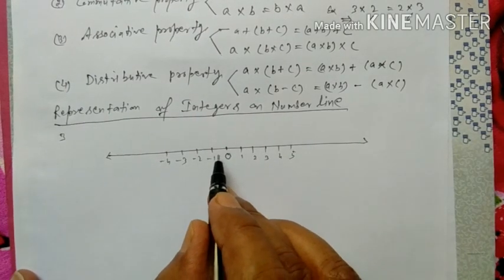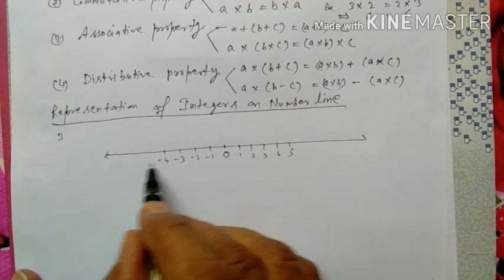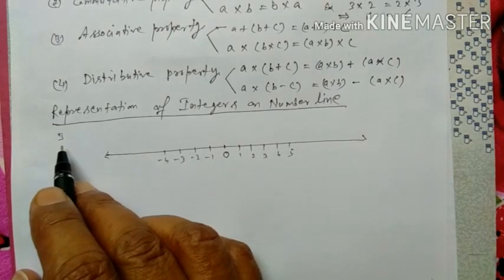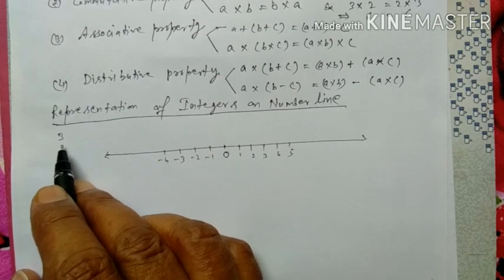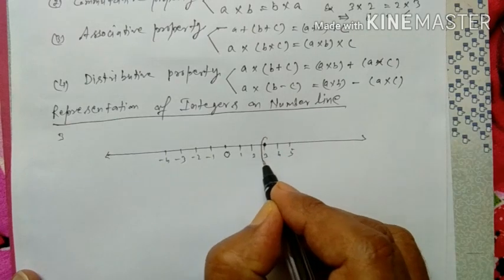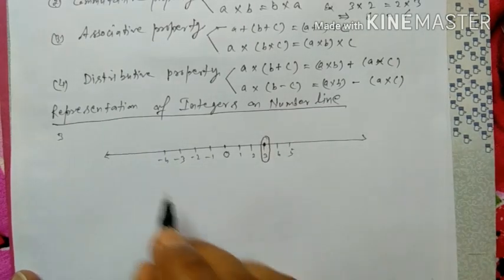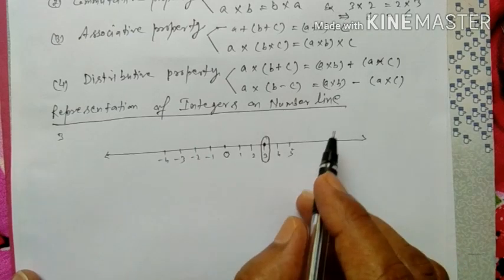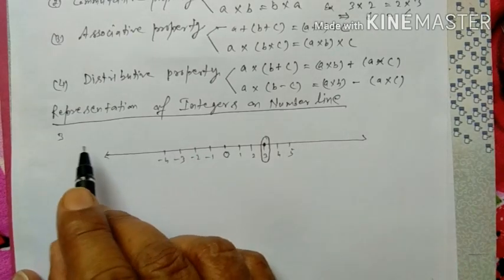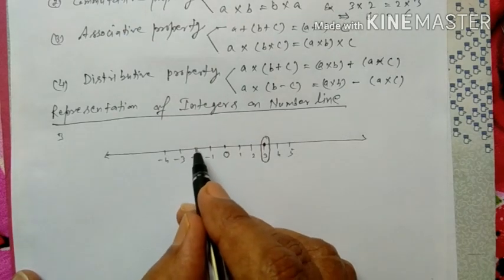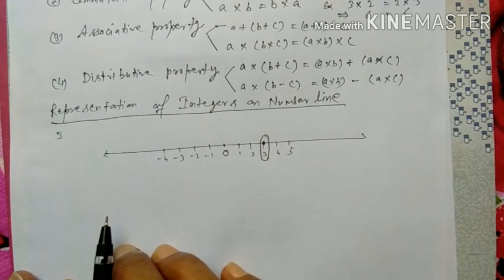So now plot the point 3. So here is 3. You denote it like this. This point is 3. This is the representation of an integer on the number line. Similarly, for -2, this is -2. You will denote a point, and this is in a circle.